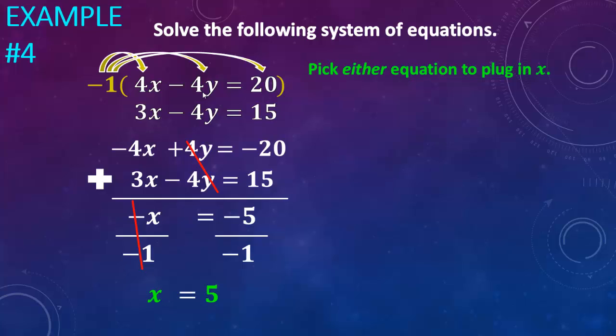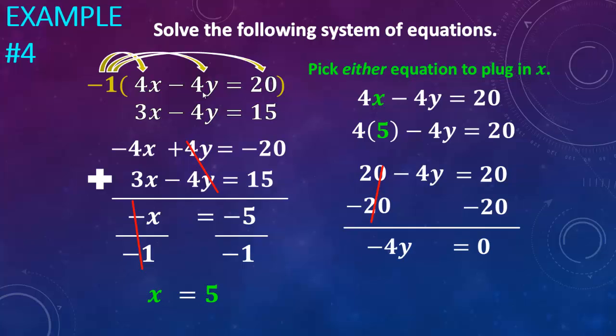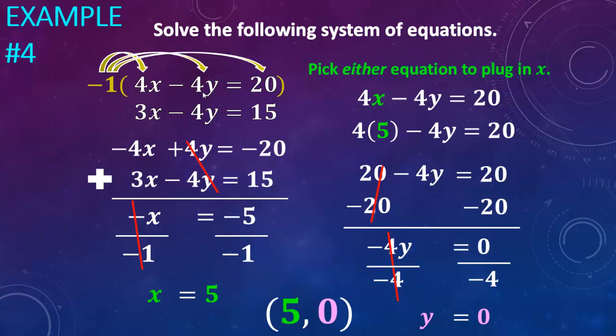And then again, plug that in for x. So 4 times 5 minus 4y equals 20. 4 times 5 is 20. Minus 4y equals 20. Then you subtract 20 from both sides, which gives you negative 4y equals 0. Divide both sides by negative 4. 0 divided by negative 4 is 0. Okay? So your solution would be 5, 0.